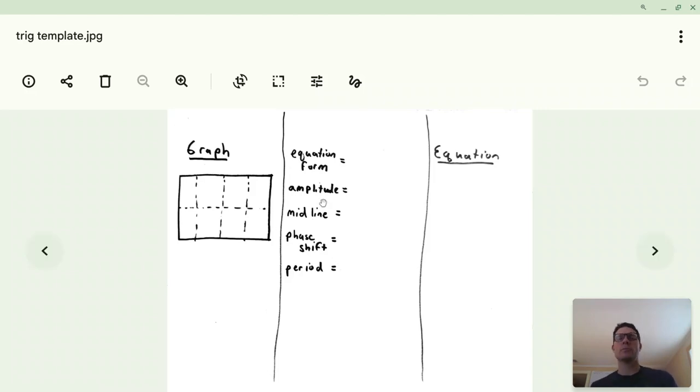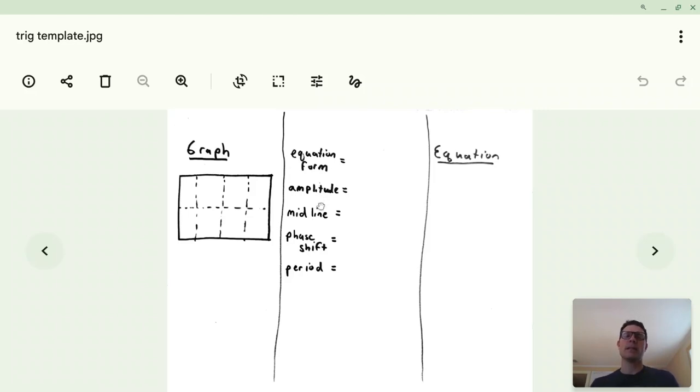Now, amplitude and midline in particular, Khan does a pretty good job on that. It's when we get into phase shift and period, and especially equation form, that people start having trouble. So I recommend when you're doing these problems that you at least start with using my template. You can go into the description of the video and print it out. There'll be a link to this. And you can print out this page so that you have this to orient you as you're trying to work through these types of problems.